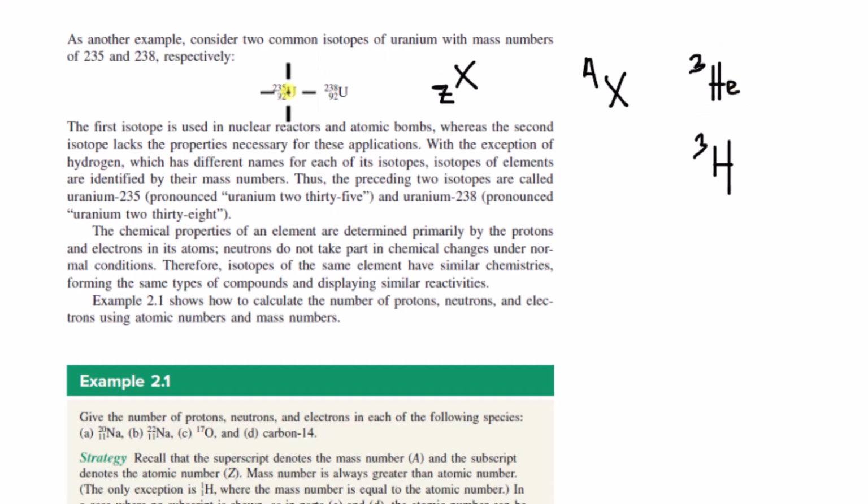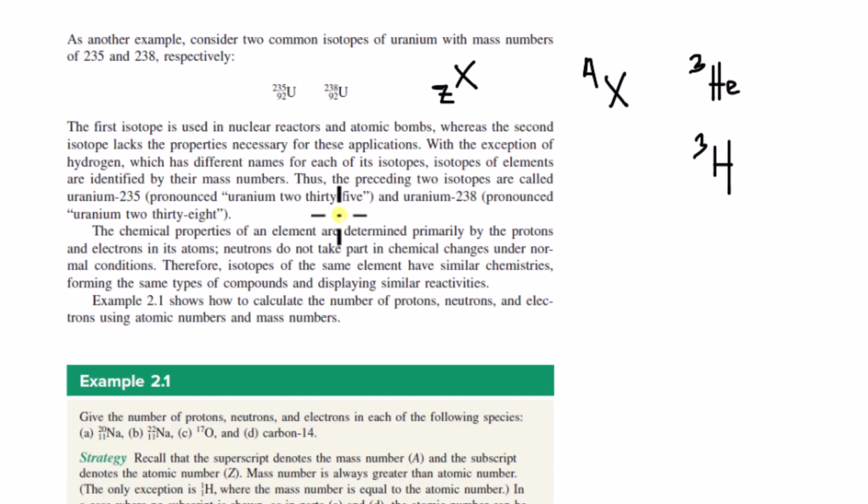Right? So with uranium here, with any uranium isotope, you're going to have a 92 as the atomic number. But with different uranium isotopes, you have different mass numbers, which means different numbers of neutrons in the nucleus. So it says the first isotope of uranium is used in nuclear reactors and atomic bombs, whereas the second isotope lacks the properties necessary for these applications. Interesting. With the exception of hydrogen, which has different names for each of its isotopes, isotopes of elements are identified by their mass numbers. Thus, the preceding 2 isotopes are called uranium-235 and uranium-238.